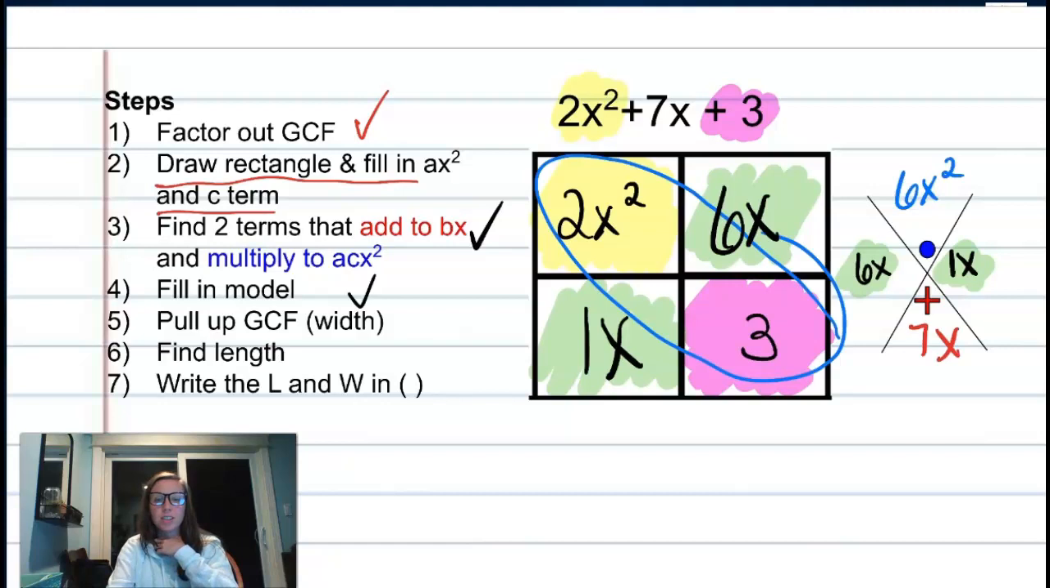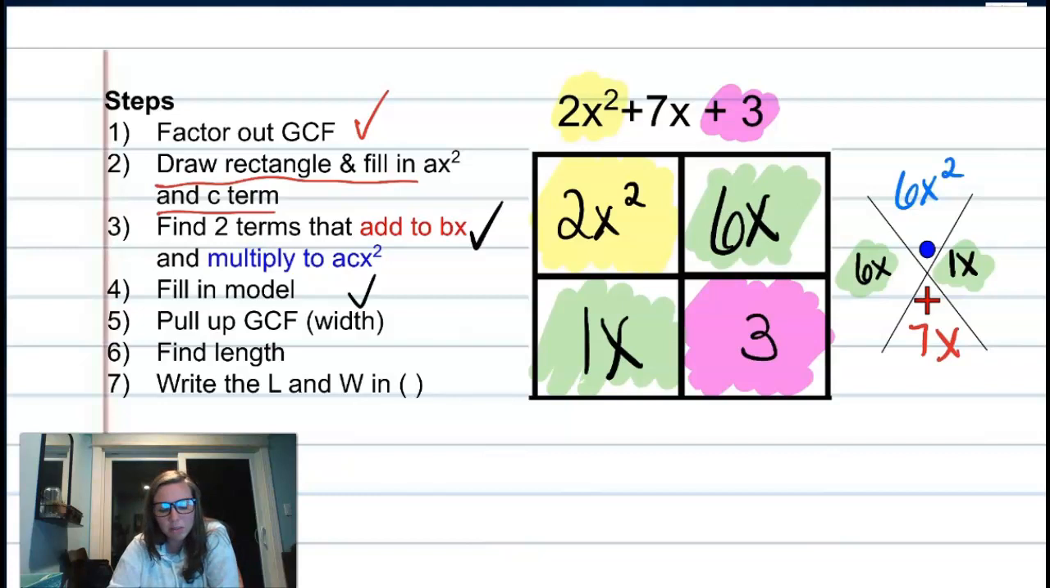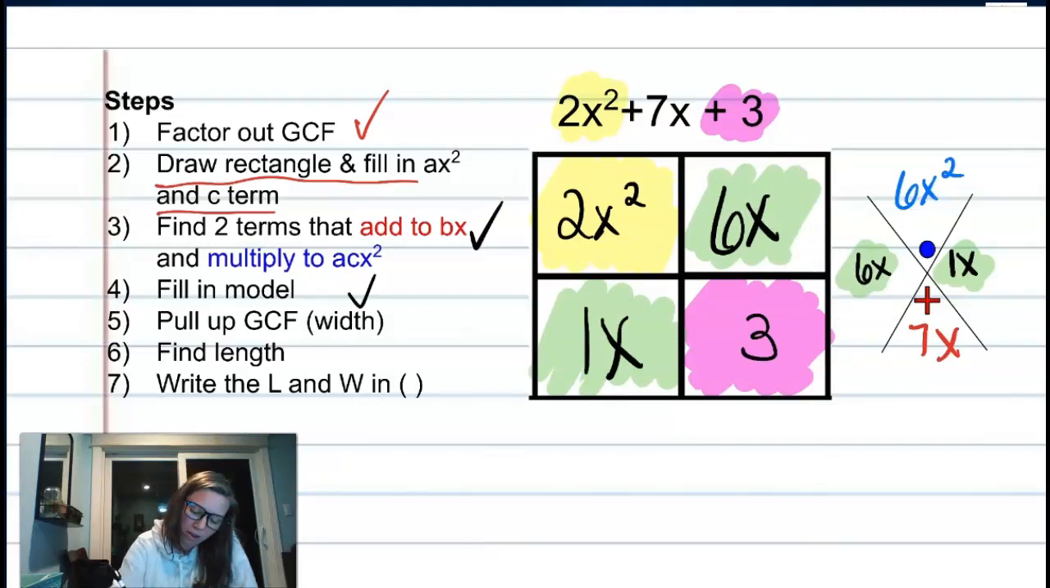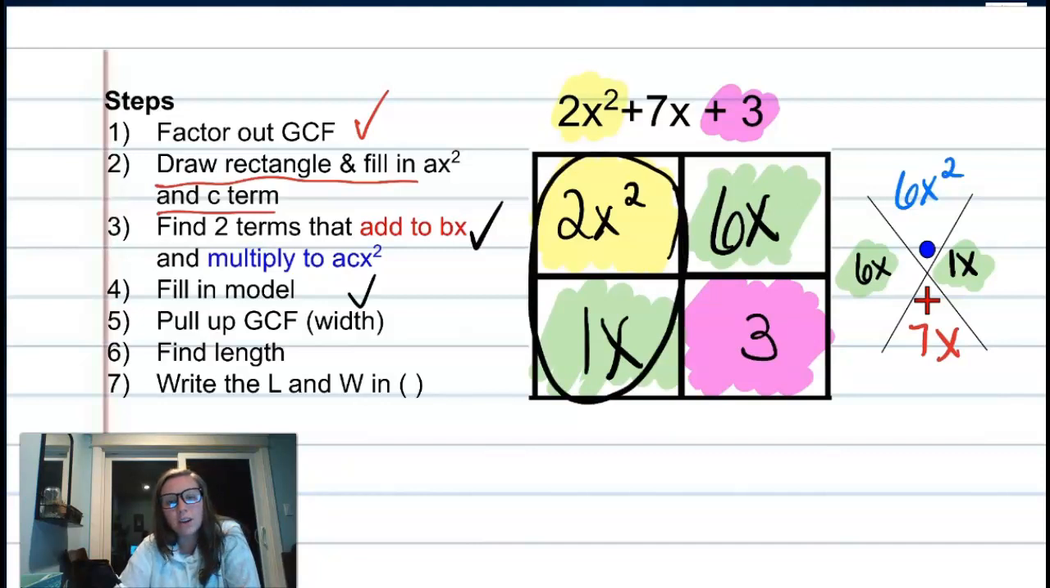I'll show you what that looks like in just a second. I kind of want to erase this part right here. There we go. So before I do that, I'm going to look at my model just one more time. I'm going to do a quick glance and make sure it looks right. All right, if I put these together, that's going to be 7x. That's a quick check. If I multiply that, I get 6x squared, which is the same as if I multiply that. So there's another check. We always want to do a quick check before you start step 5. So what pulling up the GCF means is you're going to look at these two terms here, 2x squared and 1x, and say, what can I divide both of those terms by?